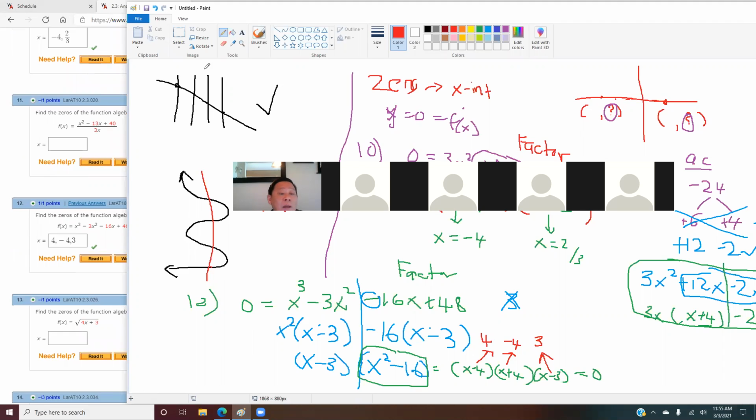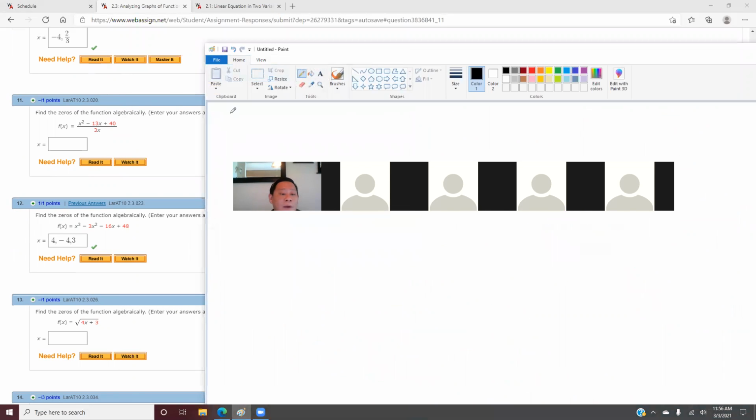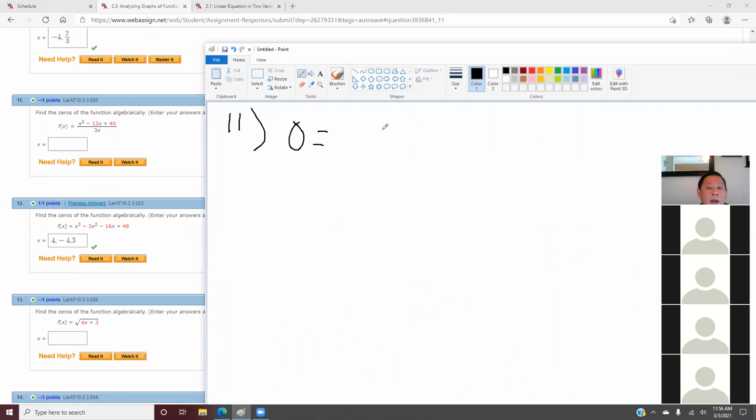For this question number 11, in order for us to find the 0, how do we do question number 11 if you have a fraction here? 0 equals x squared minus 13x plus 40 over 3x. The first thing is, because it has a denominator, I multiply 3x on both sides and it has to make it equal to 0. So this 3x will cancel out.